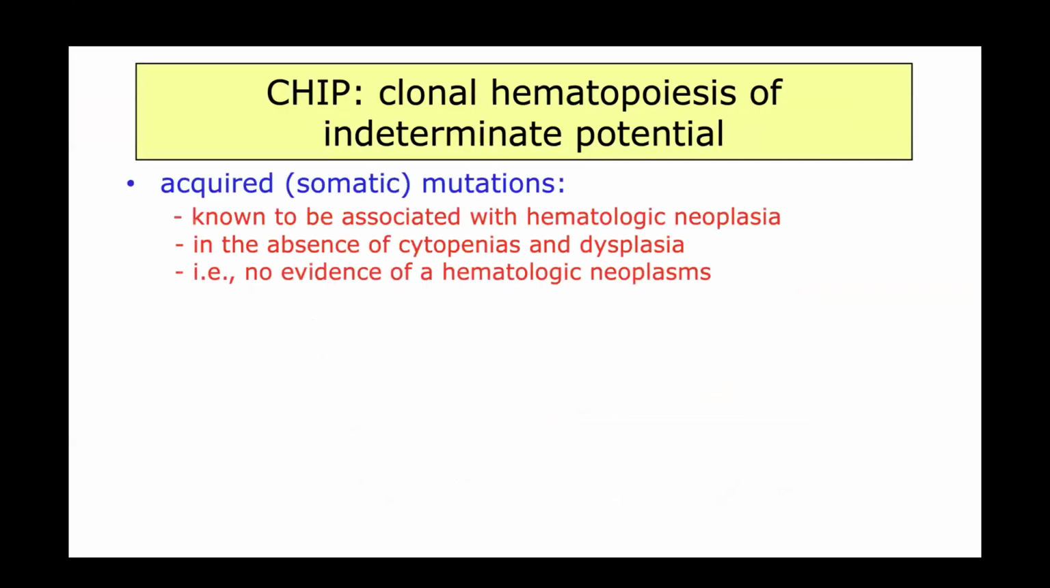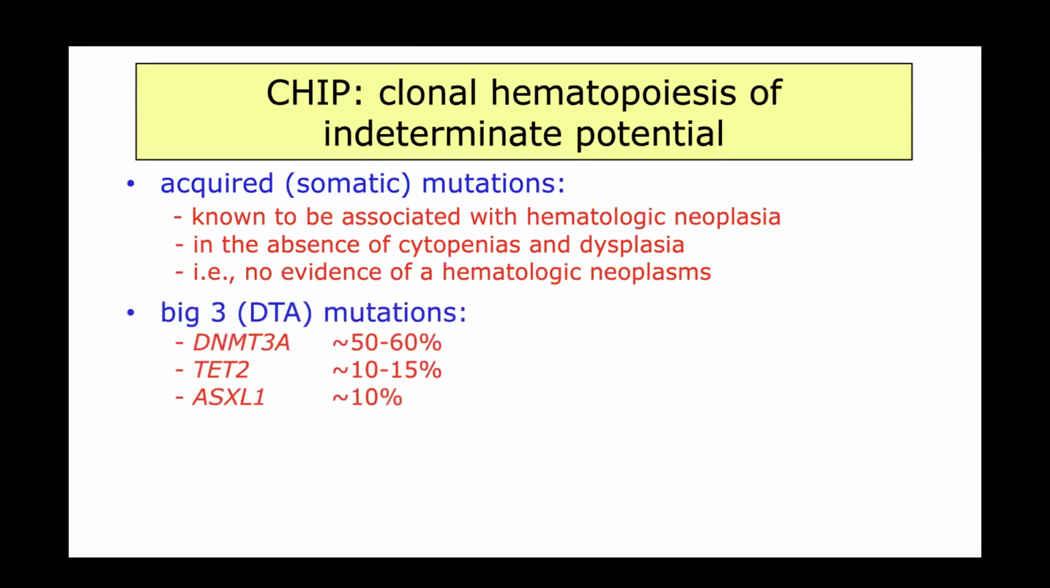The defining features of CHIP are threefold. These are acquired, importantly, they're not germline, these are acquired somatic mutations which are known to be associated with hematologic malignancies or neoplasia that are seen in the absence of both cytopenia and dysplasia. In other words, there is no evidence of a hematologic neoplasm. All that is present is a mutation. The big three are the DTA mutations. Most common of all is DNA methyltransferase 3A, accounting for at least 50% of CHIP mutations, less commonly TET2 and ASXL1. All three are, of course, genes involved in epigenetic regulation, be it at the DNA level or the chromatin histone level.